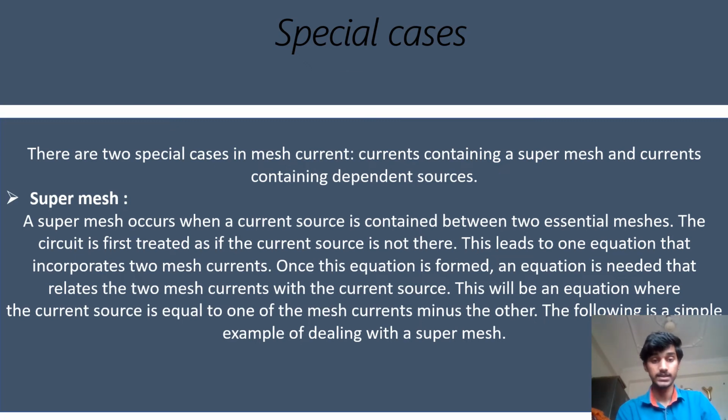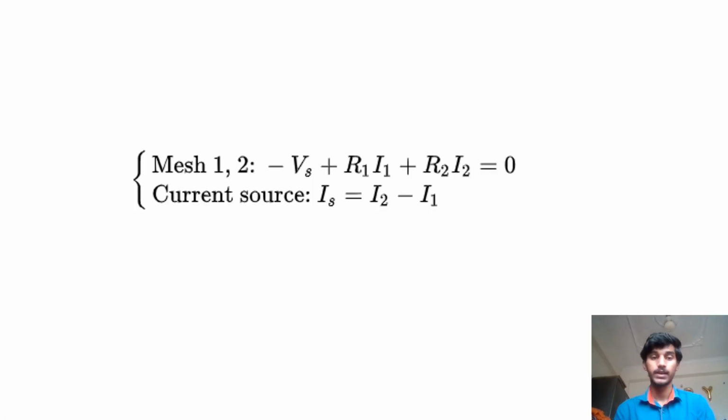The following is a simple example of dealing with a supermesh. Here, for mesh 1 and mesh 2, minus Vs plus R1 into I1 plus R2 into I2 is equal to 0, and current source Is is equal to I2 minus I1. In this way, the supermesh equations are found and then solved using linear equation solving techniques.